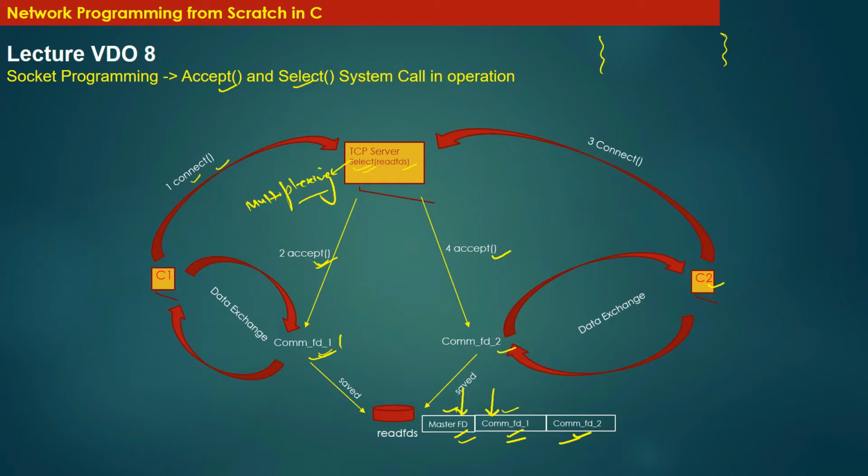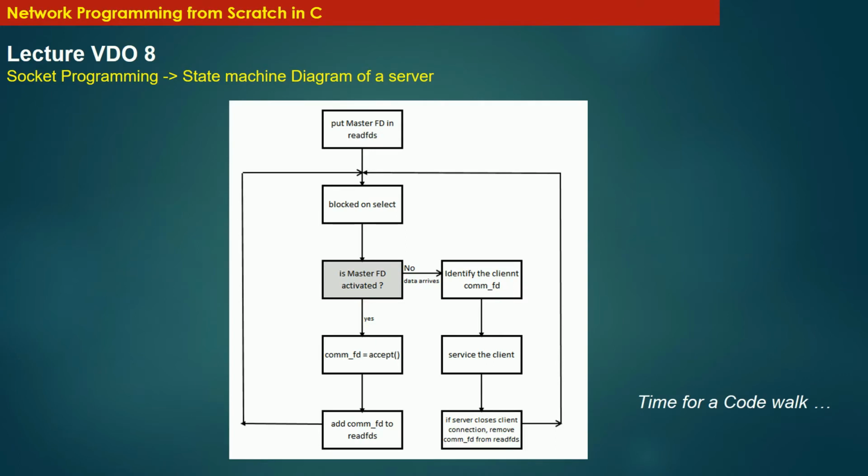So we can say that the select system call is actually monitoring various client connections at the same time. When we have a code walkthrough, you will see the entire cycle that is discussed in this diagram in terms of programming. What we discussed in the previous slide, I have captured in the form of a flowchart here.